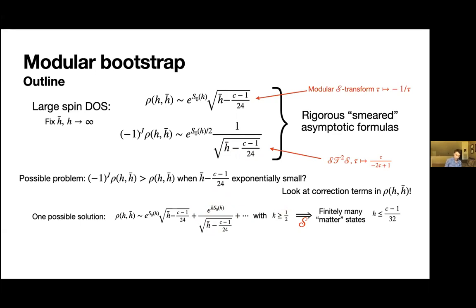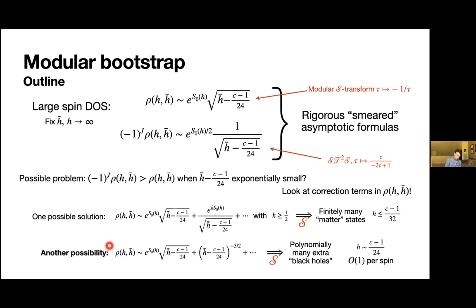And this is the sort of thing you'd get from taking some light matter state or some extra state with dimension less than c over 32, which is well below the black hole threshold, and you take the modular S transform.